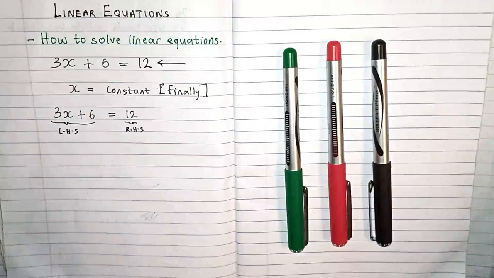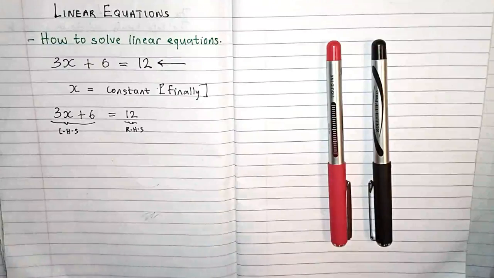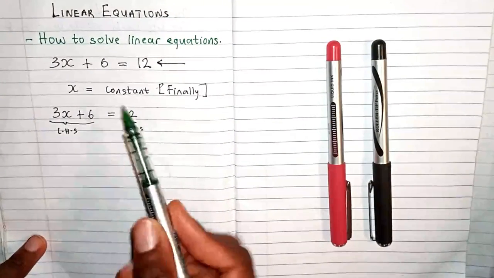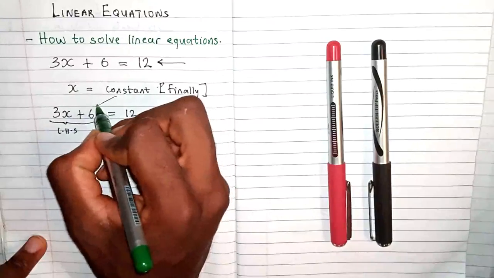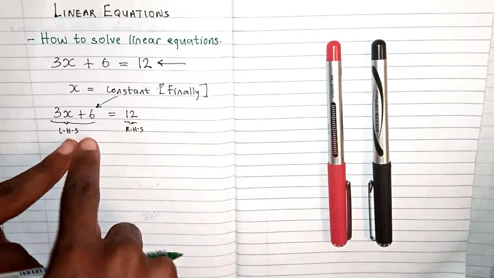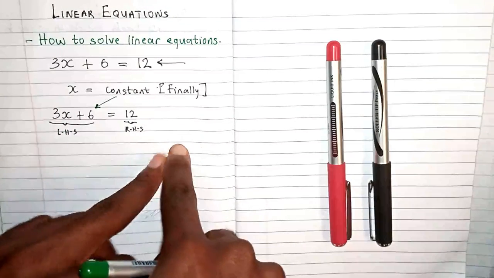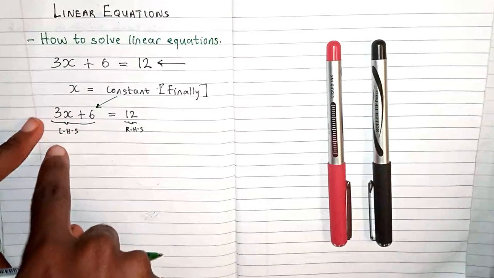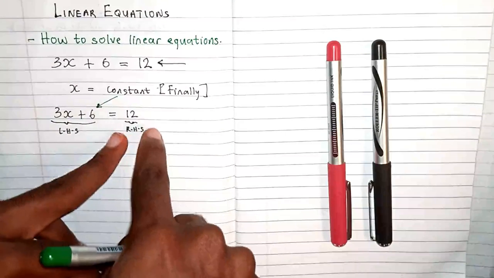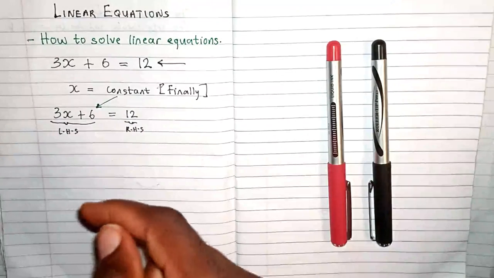So when I say identify the misplaced terms, look at which is not rightly placed. Since we want our constant to always be at the right hand side, 6 is not rightly placed. That means 6 is misplaced, meaning 6 is not supposed to be here. 6 should rather be at the right hand side. 3x is rightly placed because it's at the left hand side, and 12 also is rightly placed because it's at the right hand side.